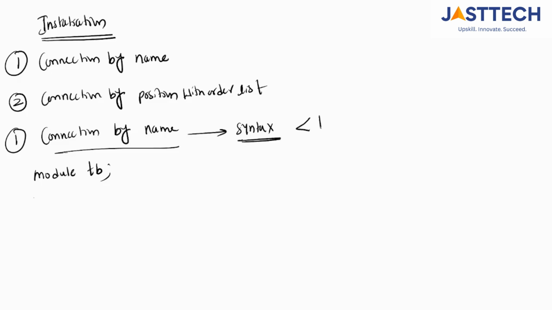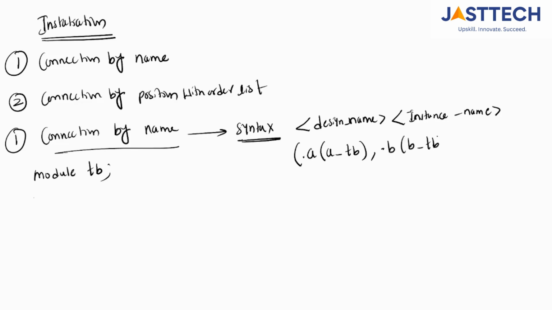Design name, followed by instance name. Okay, so design name followed by instance name. So what is the design name? Then dot a, and in the bracket you will get a underscore tb. This is the test bench input. Comma, dot b, b underscore tb, comma, dot y, y underscore tb. Like this you will get.